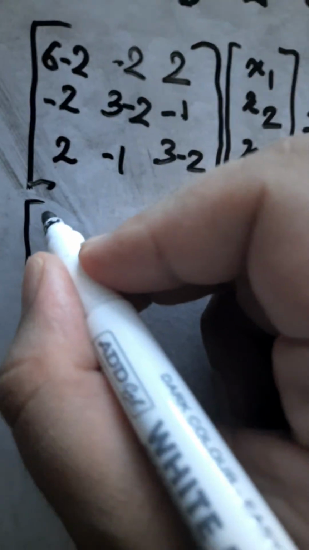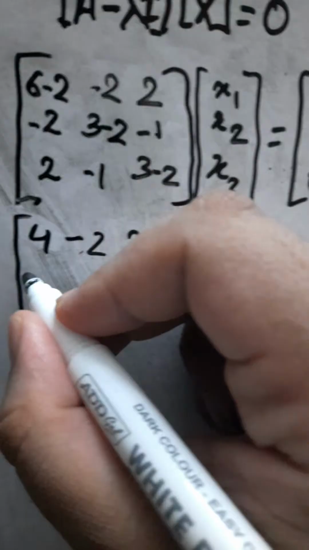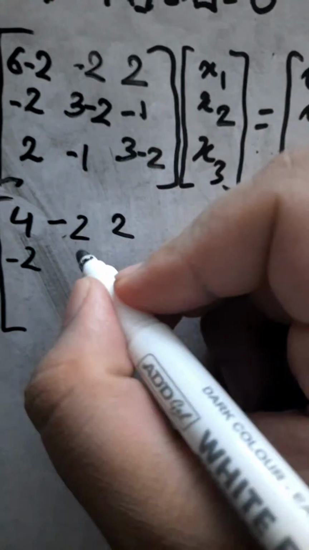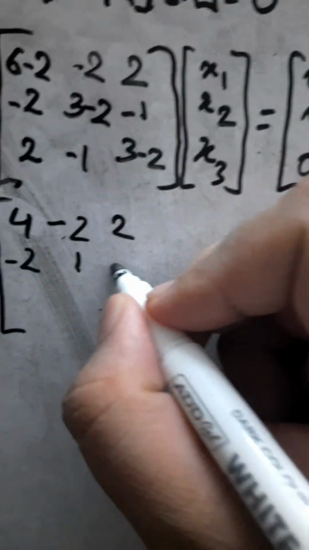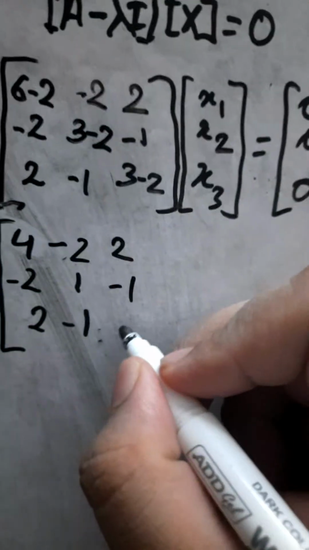So yeah, let's go ahead. 6 minus 2 is 4. Minus 2. 2. Minus 2. 3 minus 2 is 1. Minus 1. 2. Minus 1. 3 minus 2 is 1.